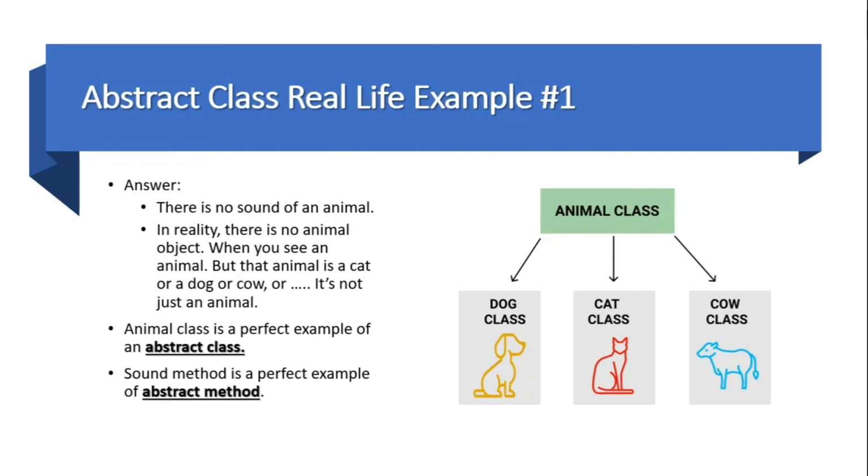Because again, what is the sound of an animal? Again, you cannot find an answer for that. And if you can, let me know. So basically, the animal sound is a perfect example of an abstract method, and the animal class is also a perfect example of an abstract class.